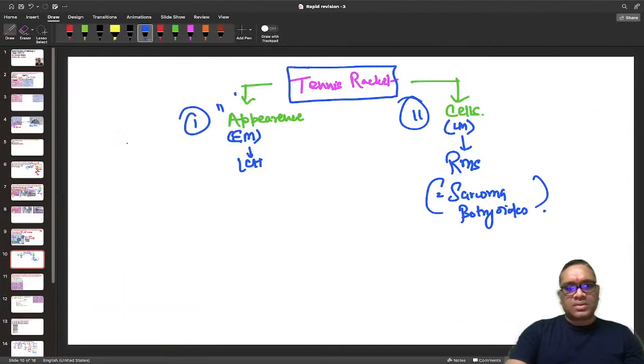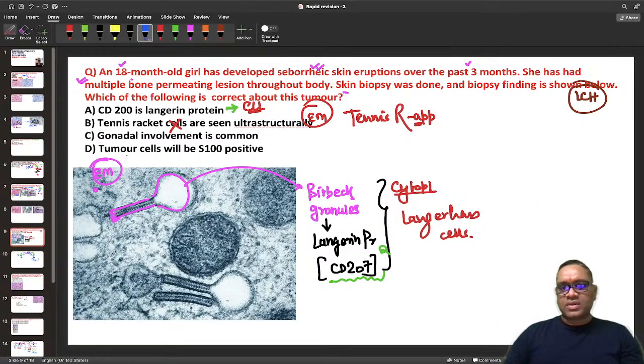Now coming back to the gonadal involvement. Gonadal involvement is not seen in this case; it is rare or absent. So this is the wrong statement. So A, B, C, all three are wrong. What is remaining right now? Option D, that the tumor cells will be S100 positive. Yes, so that will be the correct statement.